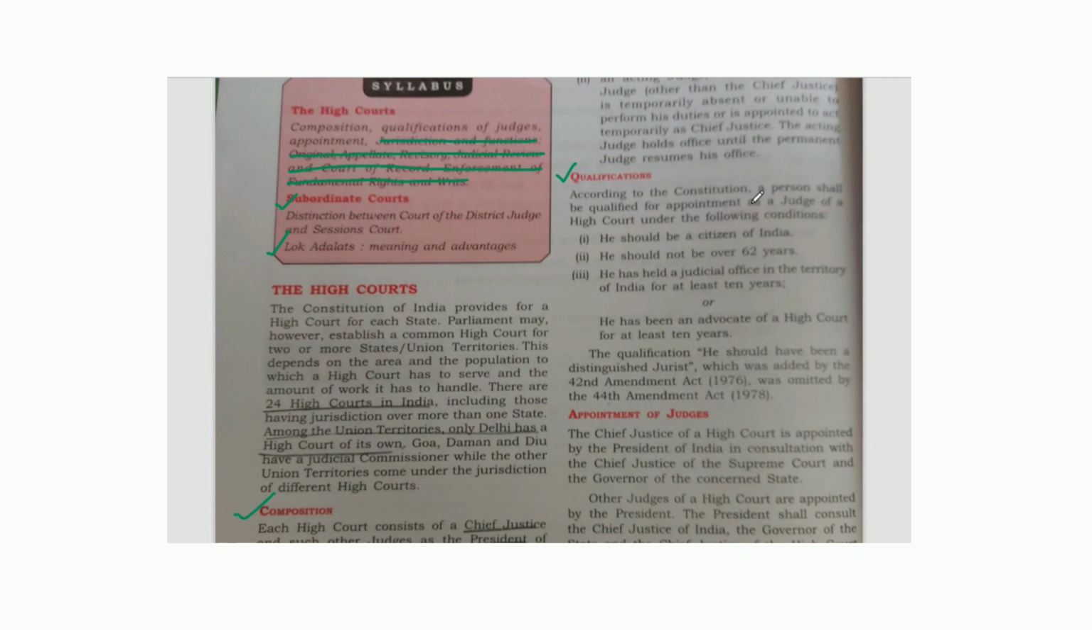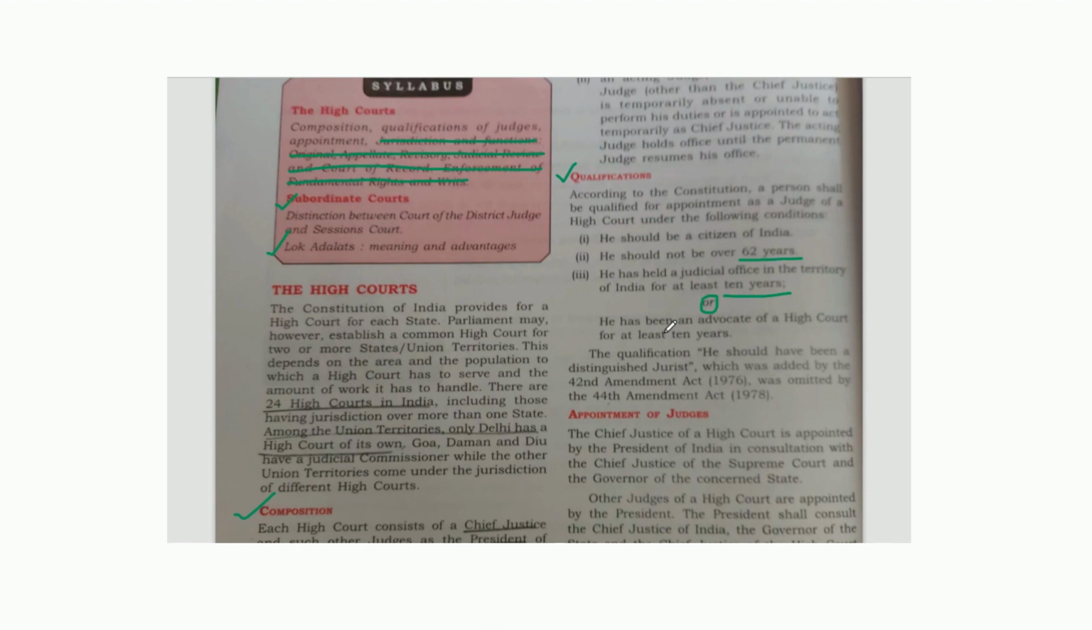Now, qualifications for a High Court judge are that he should be a citizen of India, of course. He should not be over the age of 62 years. He should have held a judicial office in the territory of India for at least 10 years. Or, now this "or" is very important, which children normally overlook. Or means he should have this qualification or that qualification. So either one of them.